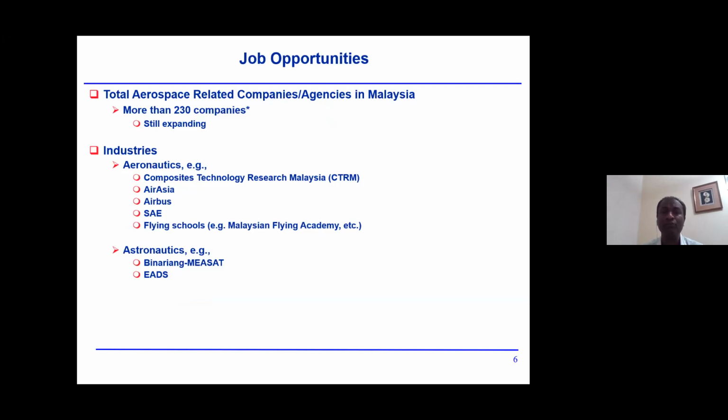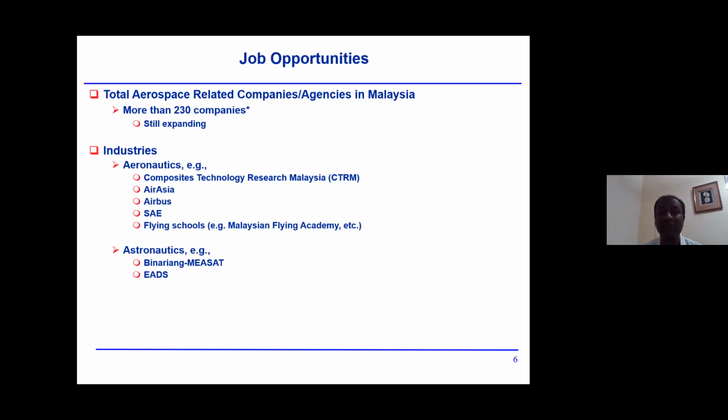But what I'm going to look at here is totally 100% full-fledged aerospace related companies or agencies in Malaysia. In Malaysia, it is in a scaling up or ramping up trend. If you look at 5 years ago, 10 years ago, we had probably 100 over companies. But today, as of last year, 2020, there are about 230 over full-fledged aerospace companies doing what all of you will be exposed to in these 4 years.